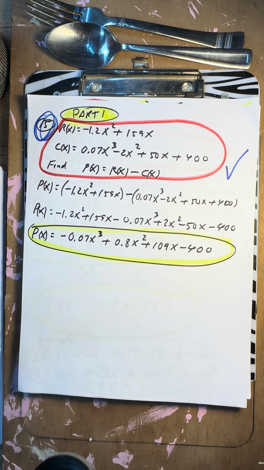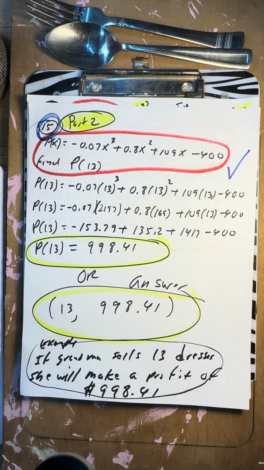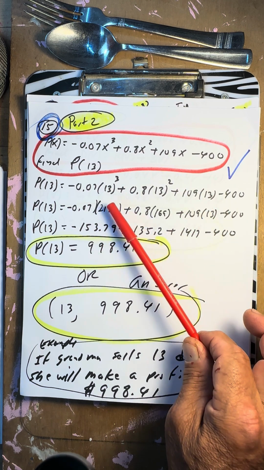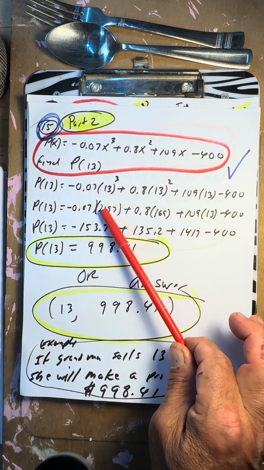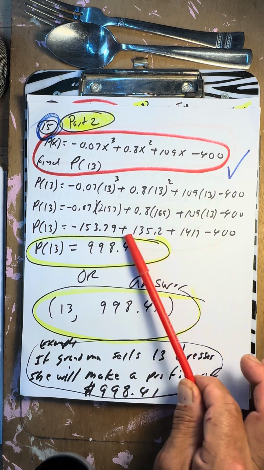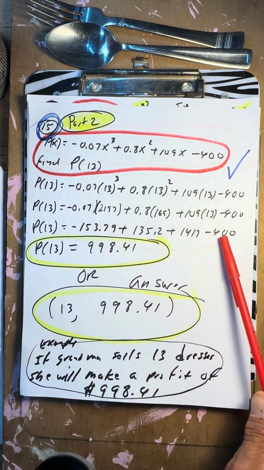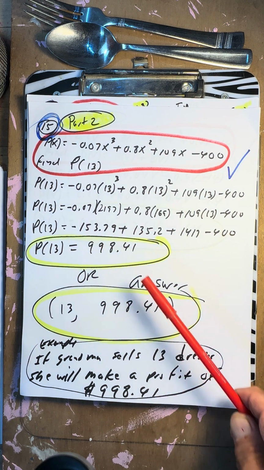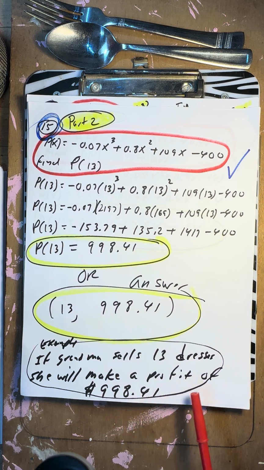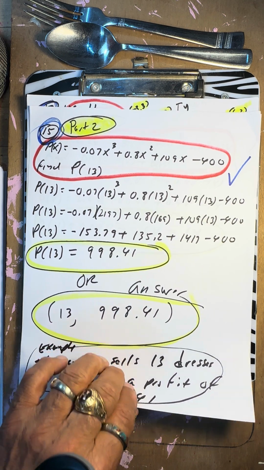That's it. Now, next question is, what is p of 13? So that means where is an x, you can put 13. 13 to the power of 3 is this. 13 to the power of 2 is this number. Now, multiply. We have all these numbers, put them in the calculator, and you get this answer. So at 13, you're going to get 998.41. For example, if grandma sells 13 dresses, she will make $998.41 profit or something. Okay.